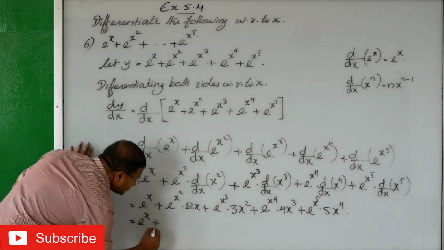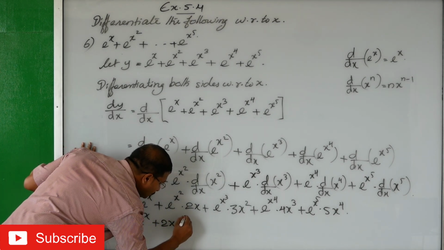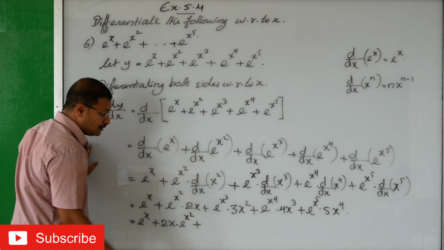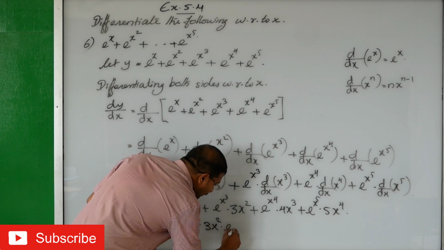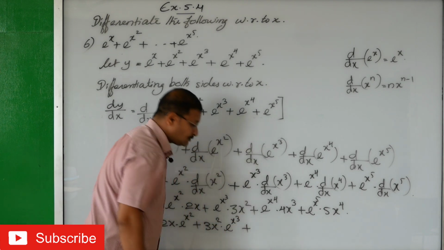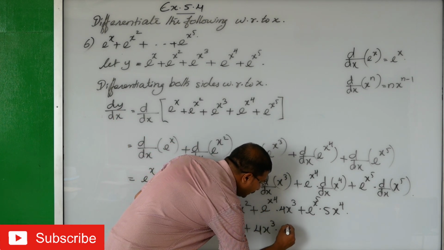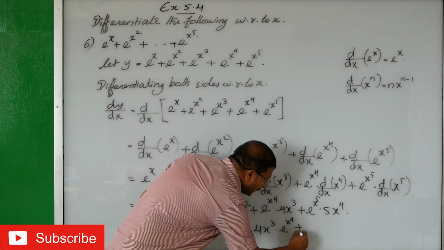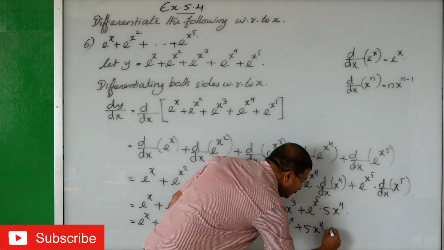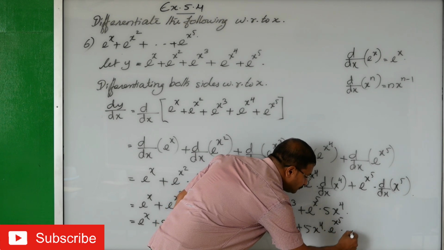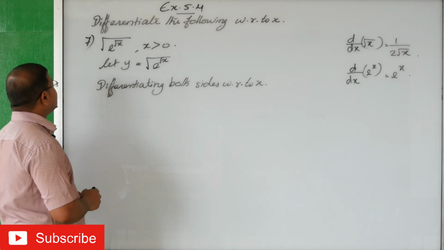E raised to x plus, first we'll write 2x. That means 2x into e raised to x square plus, now we'll write 3x square into e raised to x cube plus. We'll write 4x cube into e raised to x raised to 4 plus. Again 5x raised to 4 into e raised to x raised to 5. This is our answer. Let's see question number 7.